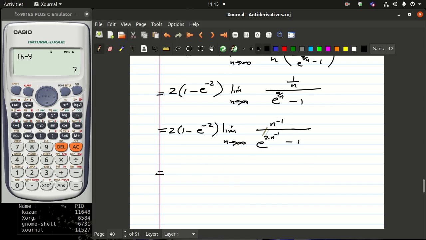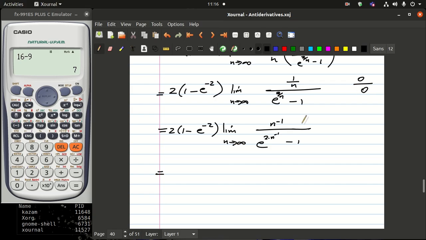Next thing that we want to do here, I have a function in the numerator and a function in the denominator. Now, I want to make sure that I am taking this limit. If I plug in infinity here, I'll get 1 over infinity, which is going to be a 0. If I plug in infinity here, I will get 2 over infinity, which is going to be 0. E raised to 0 is going to be 1. 1 minus 1 is a 0. So we are having a 0 over 0.